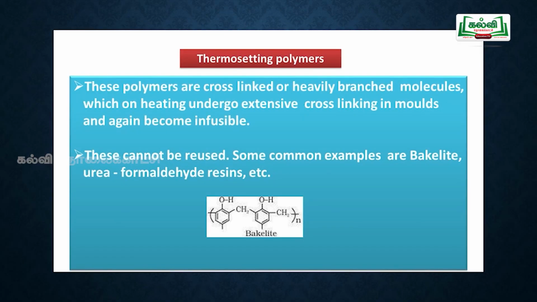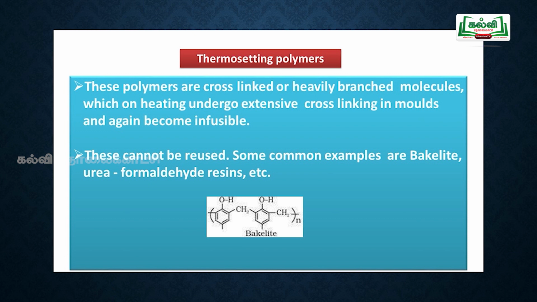Okay, one more type, thermosetting plastics. What are thermosetting plastics? It's a heavily branched, heavily cross-linked polymer. Heating and remolding is not possible. Once it is molded, it cannot be remolded again. That is, you cannot recycle it. So such types of polymers are called thermosetting. Heating and remolding is not possible. Examples: Bakelite, urea formaldehyde resin. These are all thermosetting plastics.